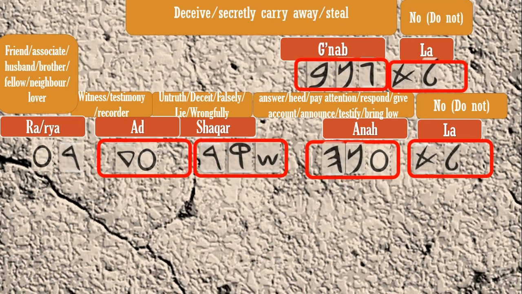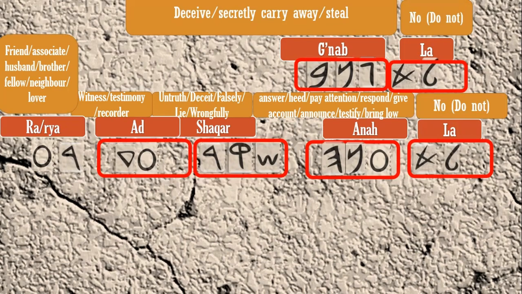Now let's bring this together. So this verse is saying no or do not, answer, heed, pay attention to, respond to, give account, announce, testify, or bring low, in deceit or falsely, wrongfully, lie or untruth, as a witness or testimony or recorder, against a friend, associate, husband, brother, fellow, neighbor, lover.